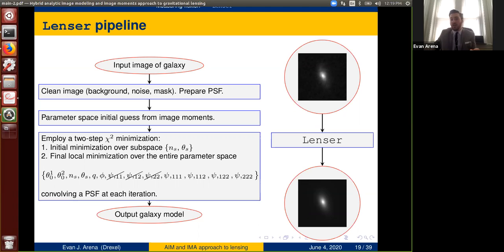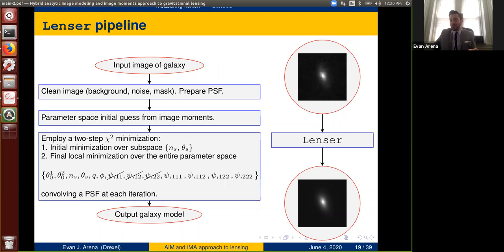Lenser then gets an initial guess from the image moments and proceeds to a two-step chi-squared minimization. And I mentioned earlier that NS and theta S are coupled initially. So the first step is to decouple them. And the final step is to do a local minimization over the entire parameter space. And at each iteration, the model image is convolved with the PSF, if one is provided, for proper comparison to the real image. And Lenser then exports the image of the model galaxy along with numbers for the flexion.